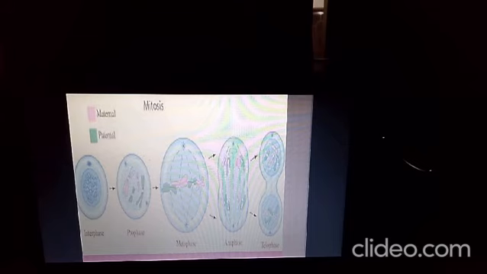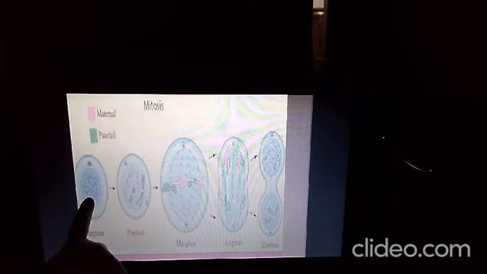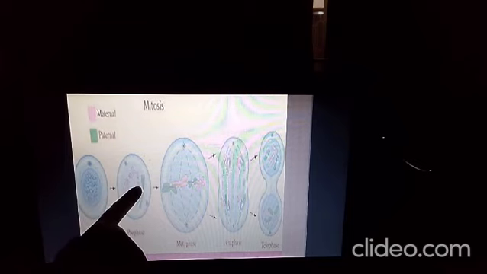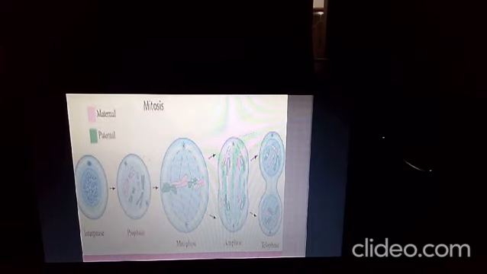And this is the interphase, the phase before the prophase, in which the chromosomes are present in the form of chromatin. Then they coil and form chromosomes, highly ordered structures, and this phase is known as prophase.